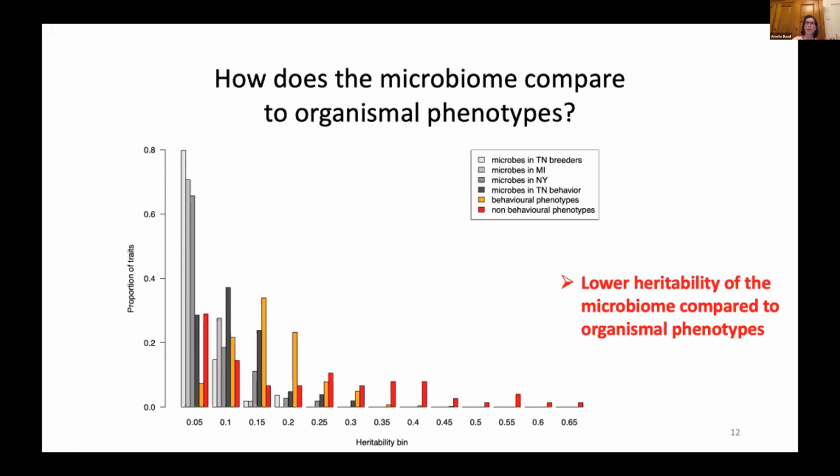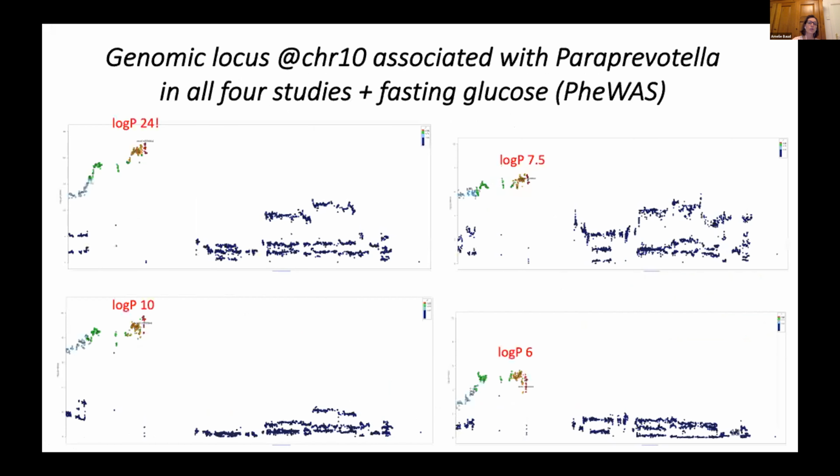So coming back to the 2 papers that were published before, heritability of the microbiome is quite low, but if we have enough data, we can detect it. We can see that it's significant.